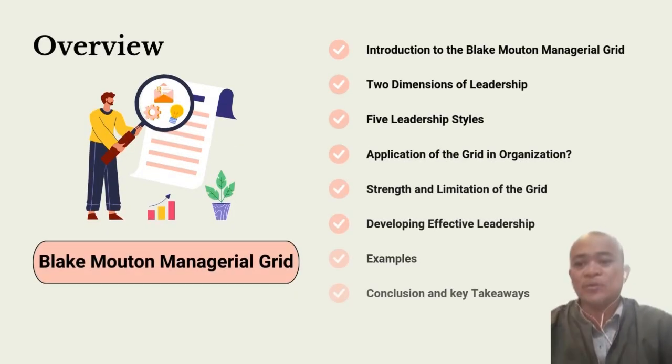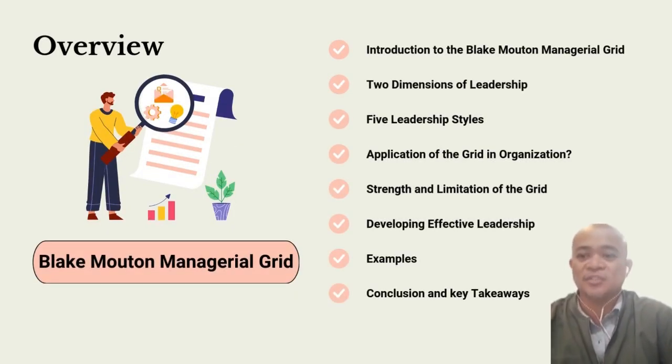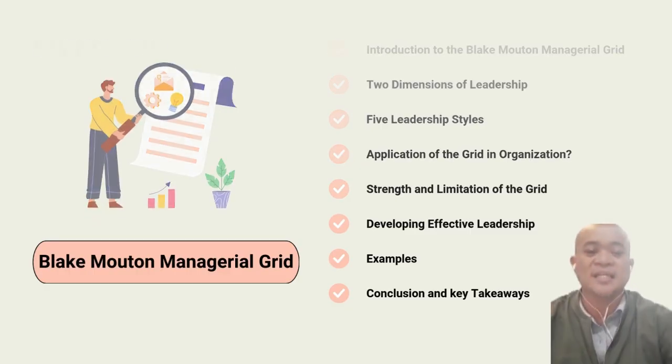With this topic, we will get to know what the Blake-Mouton managerial grid is, the two dimensions of leadership, the five leadership styles, possible application of the grid in organizations, the limitations of the grid, developing effective leadership skills, examples, and implications of the Blake and Mouton managerial grid.